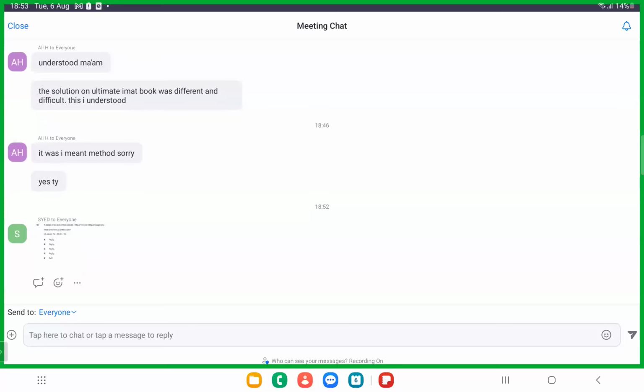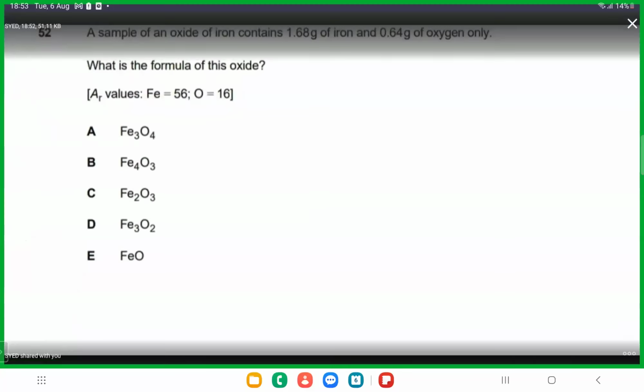A sample of an oxide of iron contains 1.68 grams of iron and 0.64 grams of oxygen. What's the formula of this oxide? Perfect, Said. Here, let me just write the grams: 1.68 grams Fe and 0.64 grams oxygen.